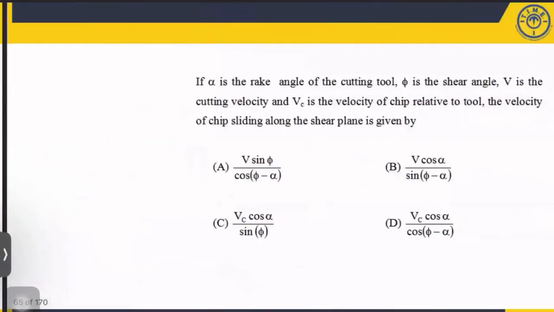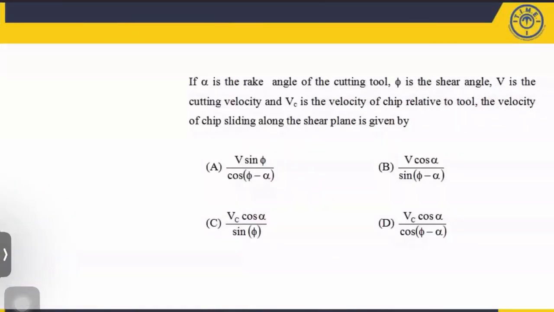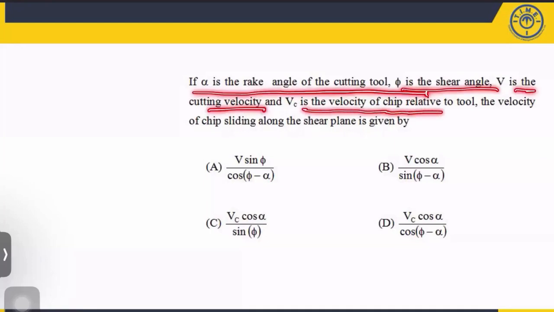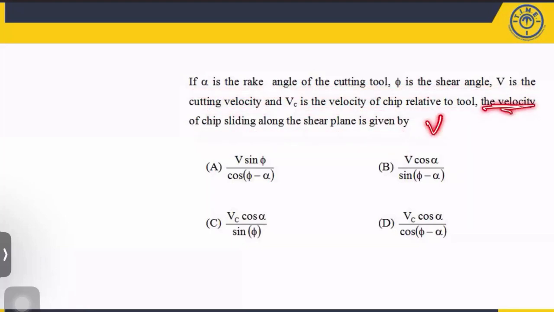Now, this question was asked in the GATE exam. So what is the question? It is directly based on the formula. If alpha is the rake angle of the cutting tool, phi is the shear angle, v is the cutting velocity, Vc is the velocity of chip relative to tool, the velocity of sliding along the shear plane is given by? That means they were asking you to identify the velocity of shear. Can you please tell me which option will be correct? Just now I have discussed this. Sir, option A.